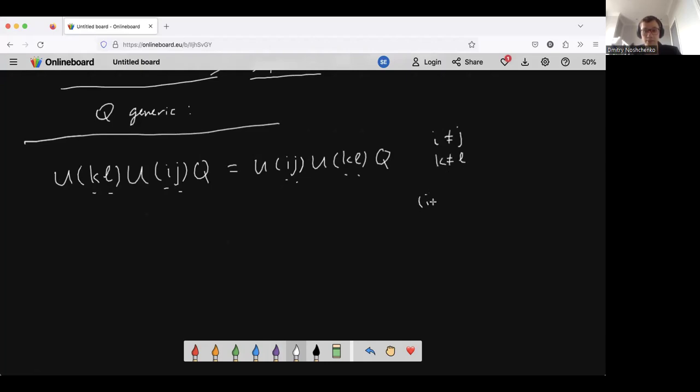But we also have here that in order for this to hold, we must impose that I is not equal to K and J is not equal to L.